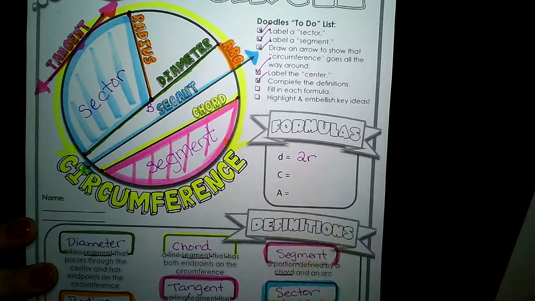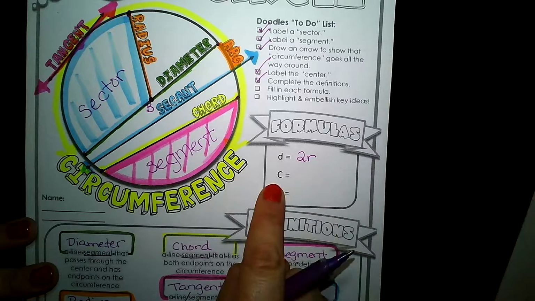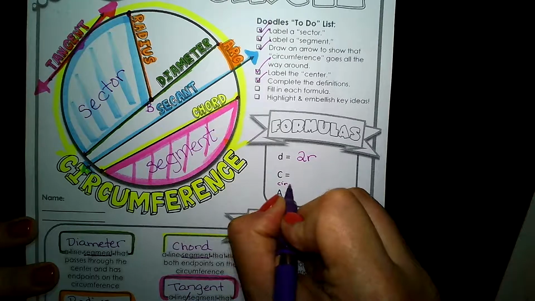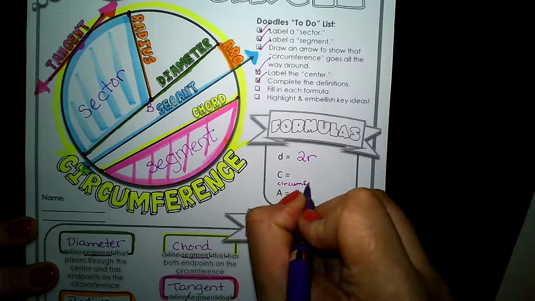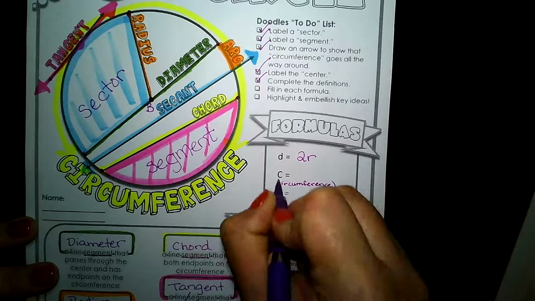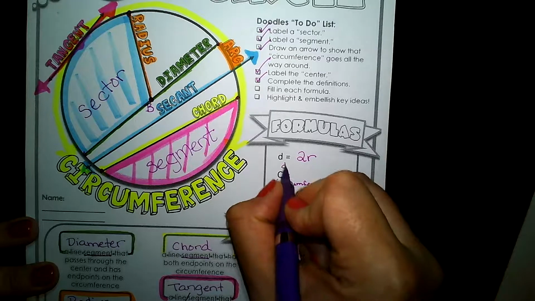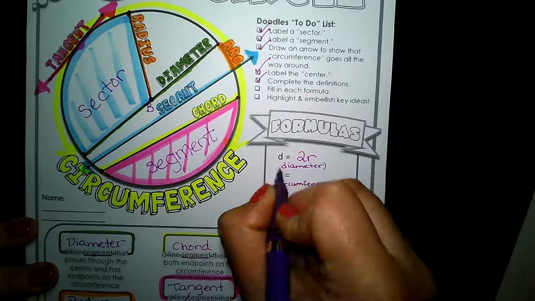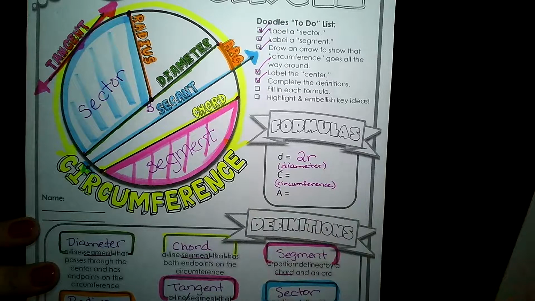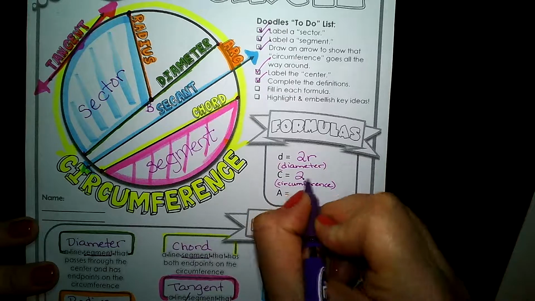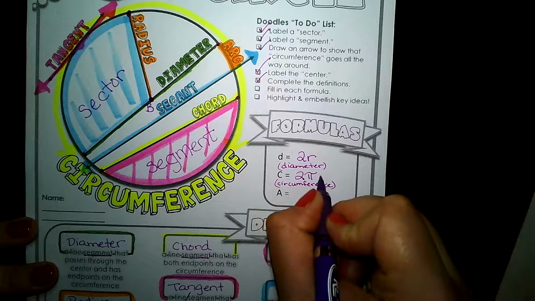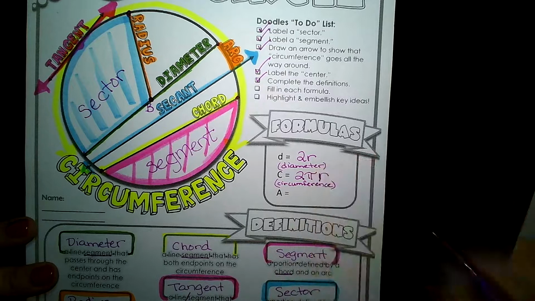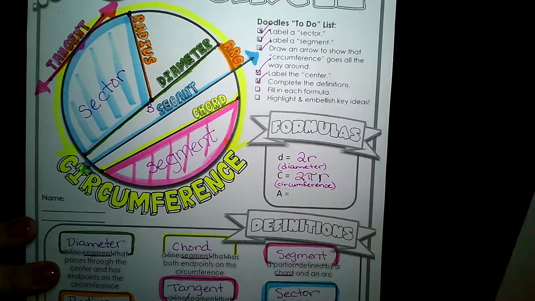Another really important formula is this capital C, which stands for circumference. This is your circumference formula. Maybe we should write down what they are. This first one was your diameter. The circumference of a circle is 2 times pi times the radius. We're going to see a lot of pi in this unit. It's a very important number when it comes to measurements of a circle.